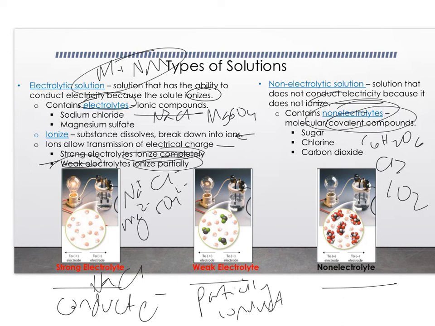And then your non-electrolytes do not conduct any electricity whatsoever because the non-electrolytes do not ionize in solution.